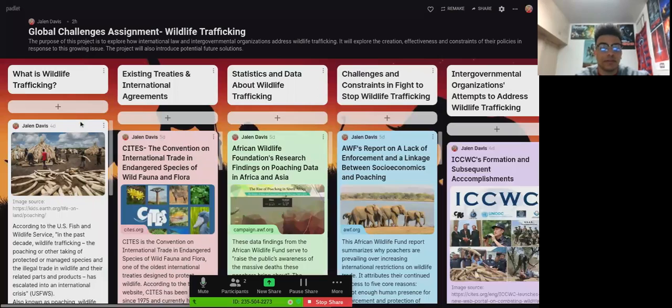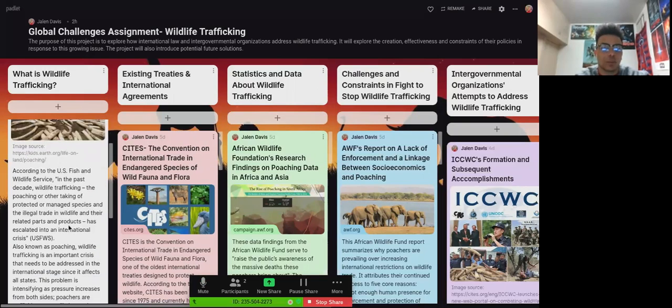So in the beginning, with what is wildlife trafficking, I start off with the U.S. Fish and Wildlife Service definition that says in the past decade, wildlife trafficking, the poaching or other taking of protected or managed species, and illegal trade in wildlife and their related parts and products has escalated into an international crisis. Essentially, this section just establishes what poaching is for people who may not know what it is.